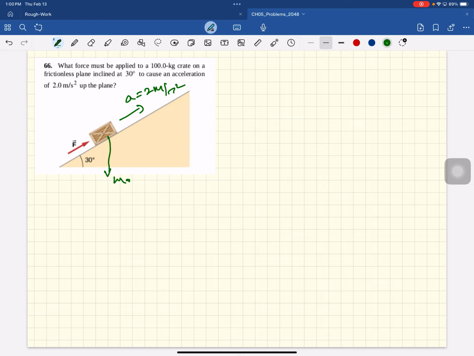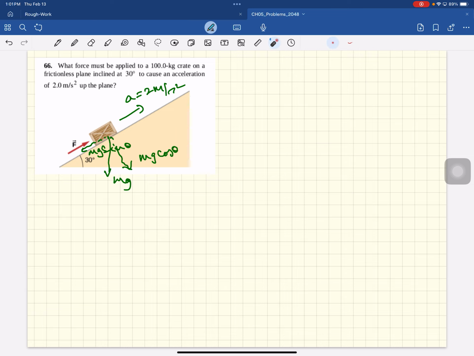So there is mg acting like that, but what we are interested in is the motion along this direction. So what we want is the component of this force along the incline. This mg can be written as the component along the incline, mg sine theta, and the component perpendicular to the incline, mg cosine theta. You saw that from a lecture.